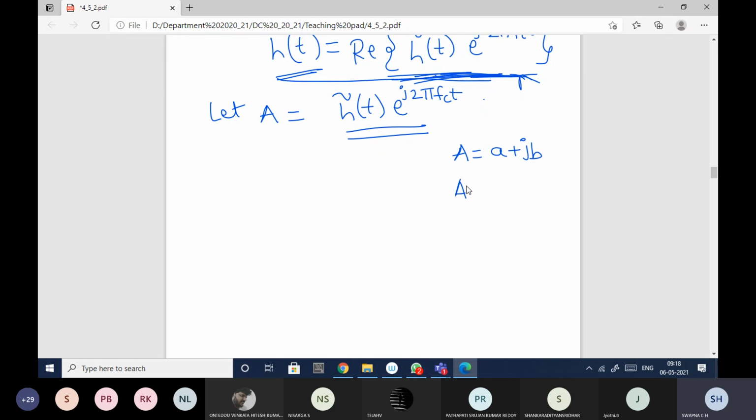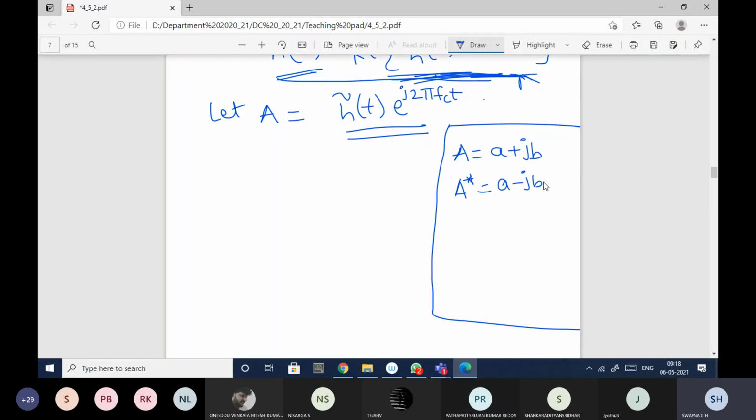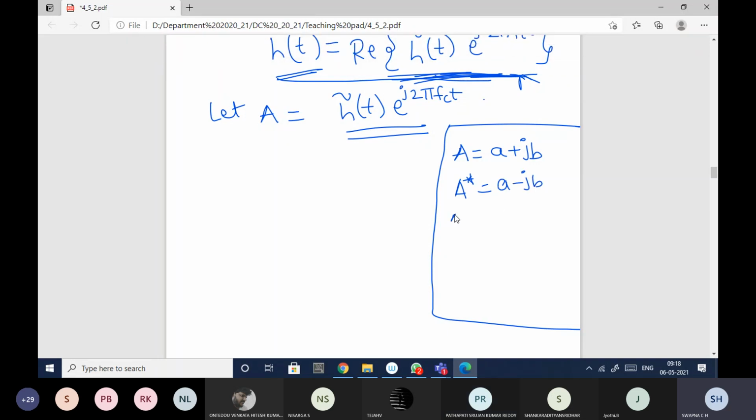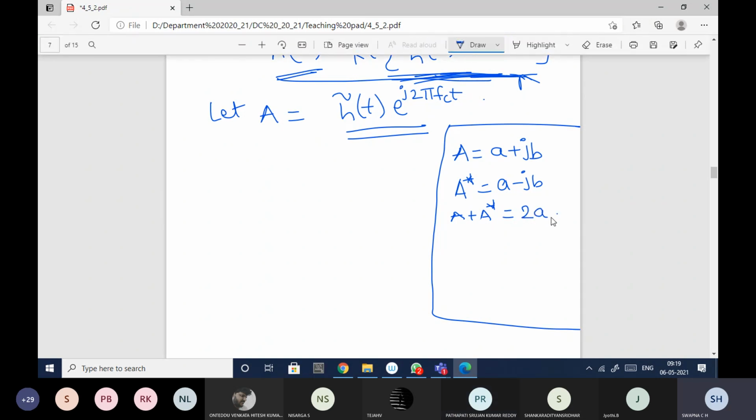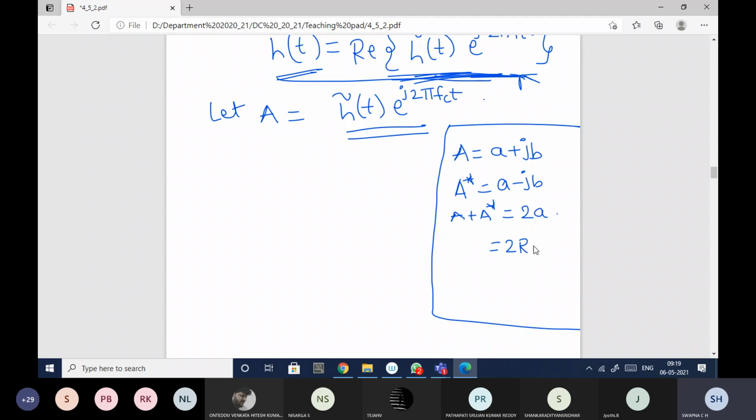Okay, what will be your A star? What is A star? A minus JB. Okay, so what will be A plus A star? 2A. Right, 2A, which is nothing but 2 times the real part of A. Is it right?